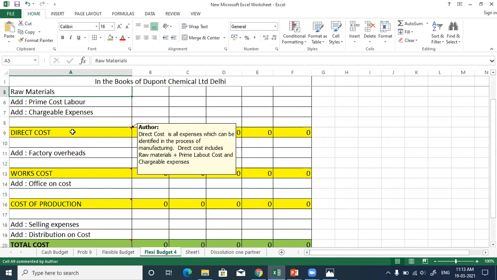So that is your direct labor, direct materials, direct labor cost and direct chargeable expenses. So direct cost is what? Direct cost includes your main raw material which you can identify which has been used in the manufacturing process. Second is your prime labor cost and the next is all chargeable expenses.